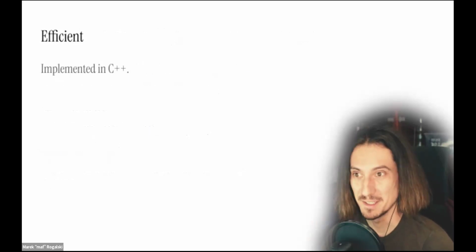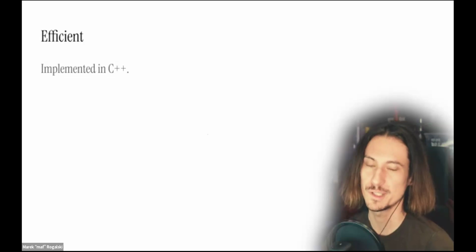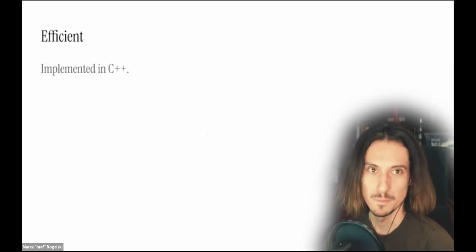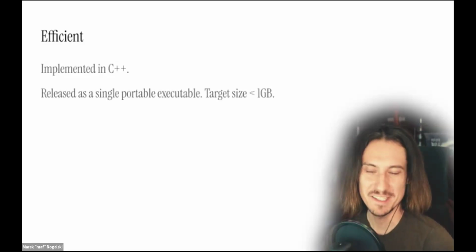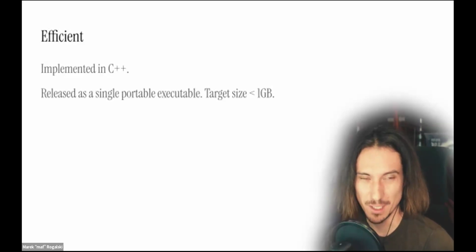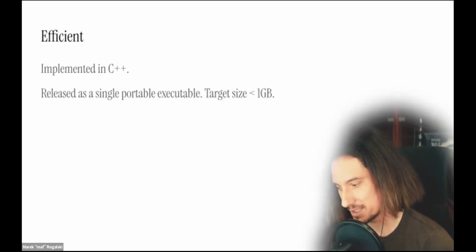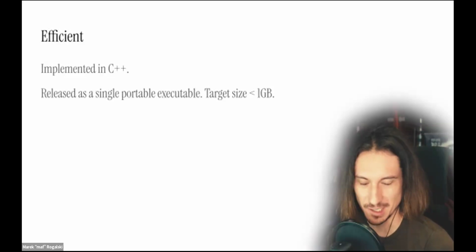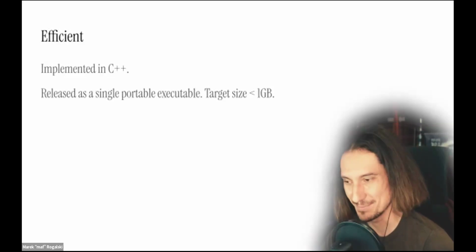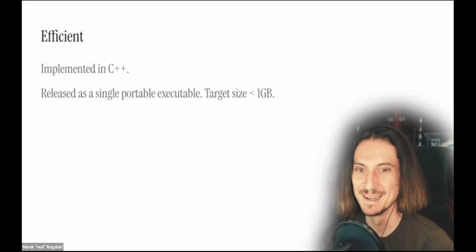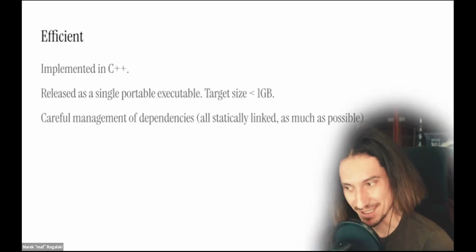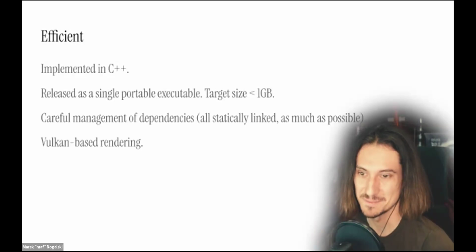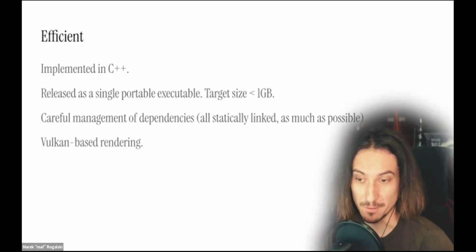Yeah, and others. With Automate, I'm trying to make this efficient, so it's implemented in C++. I tried Rust. It was too hard. It's released as a single executable, around 10 megabytes. I think it's a good target to keep it under 1 gigabyte. There is still a long way before I reach 1 gigabyte, but it's a ceiling for me. I'm trying to carefully manage dependencies, make sure that I'm reusing stuff when I pull a dependency. I'm rendering stuff with Vulkan and Skia, like I mentioned.